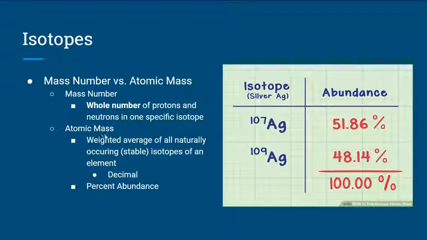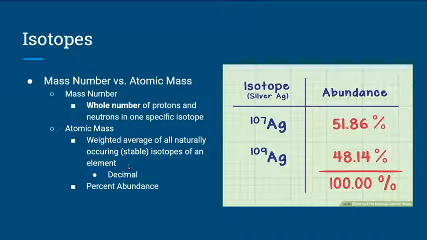When we talk about atomic mass, this is a weighted average of all of the naturally occurring stable isotopes of an element, and that is always indicated with a decimal. These are the values that are located on your periodic table, on all periodic tables. It's the decimal average mass of all of the isotopes of that one element.